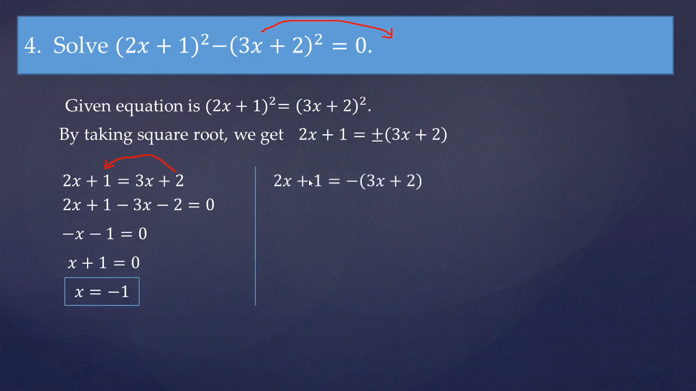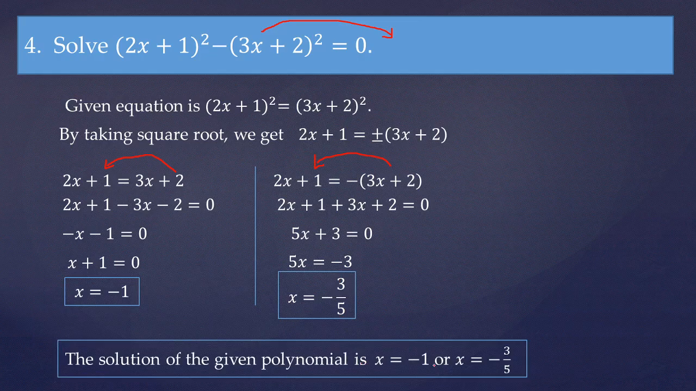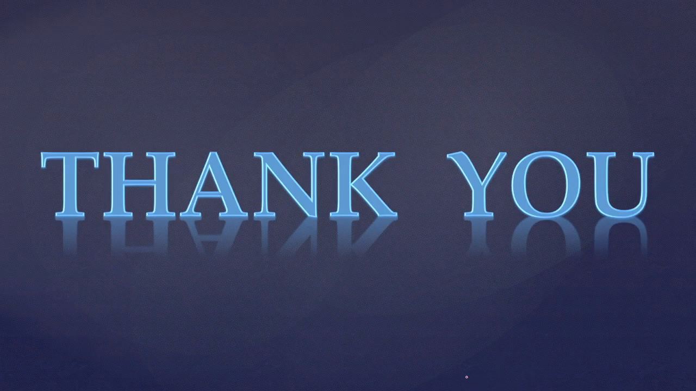Okay, and for the second case, 2x plus 1 is equal to minus (3x plus 2), and you just bring this term to this side. So you will get 2x plus 1 plus 3x plus 2 equal to 0. So you will get 5x plus 3 equal to 0. So 5x is equal to minus 3. So x is equal to minus 3 by 5. Okay, so the answer will be x is equal to minus 1 or, either or, x is equal to minus 3 by 5. Clear? Okay, thank you.